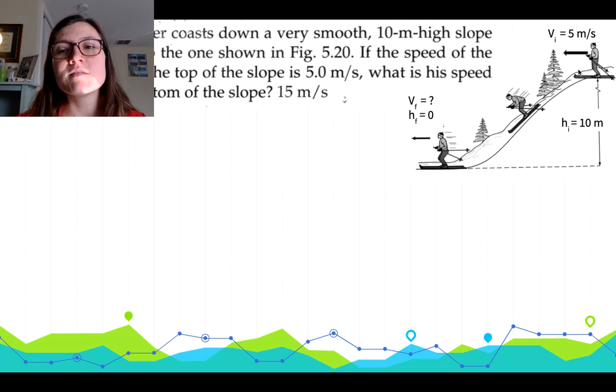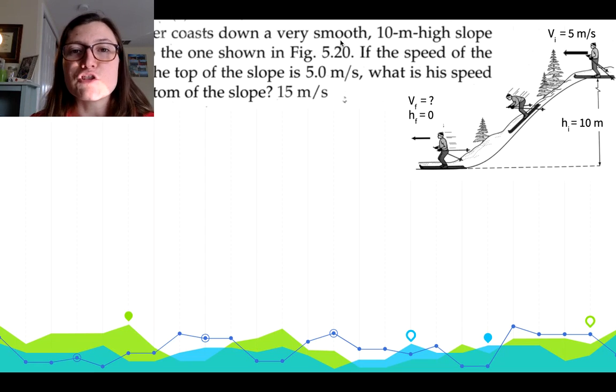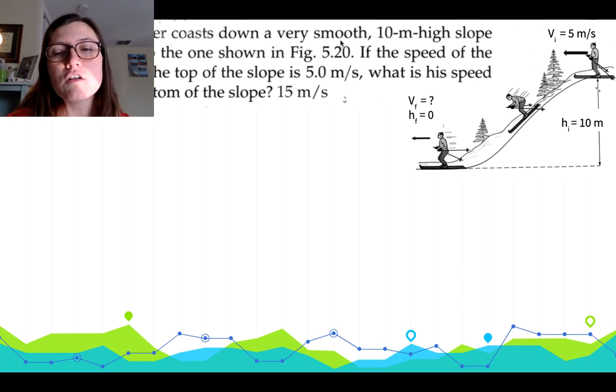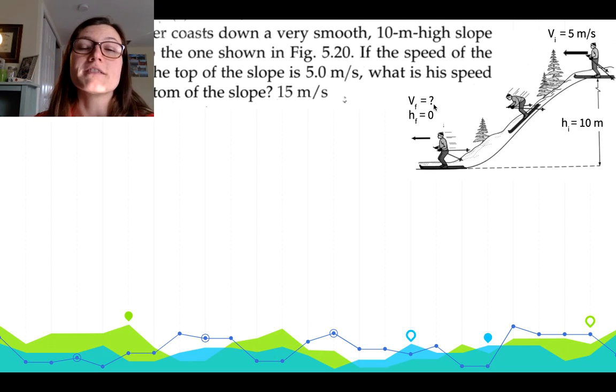The skier then moves down the slope, the very smooth slope. Very smooth would imply that there's no friction, so there's no friction on the slope. When the skier reaches the bottom of the slope, we know the height would be 0. They don't give us a height, so we assume that that's the reference point. We need to figure out what the final velocity is, or the speed.